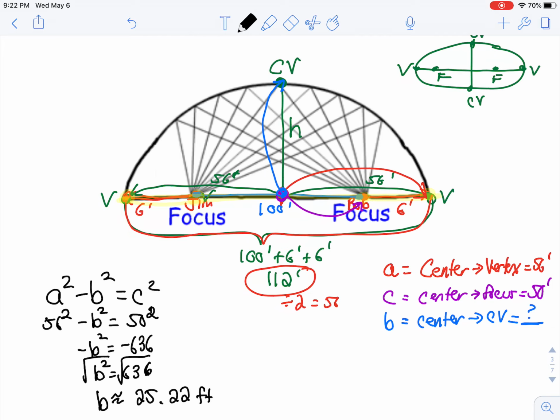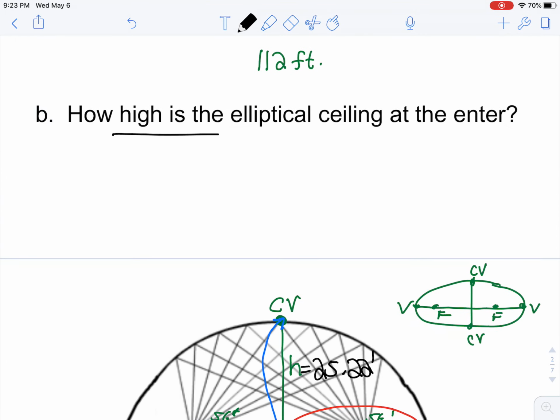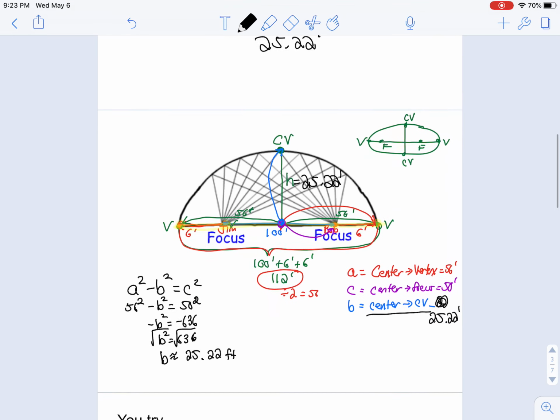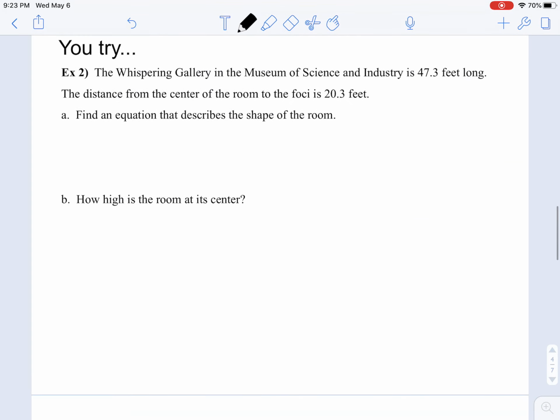25.22 feet. Now remember, the B value was telling us how far from the center to the co-vertices. So that would be 25.22 feet. And that B value is this height that we were looking for on our diagram. So back up to the original question, how high is the elliptical ceiling? This is going to be 25.22 feet tall. So a lot of this is understanding the ellipse and what the A, B, and C values actually mean when we're solving these equations.